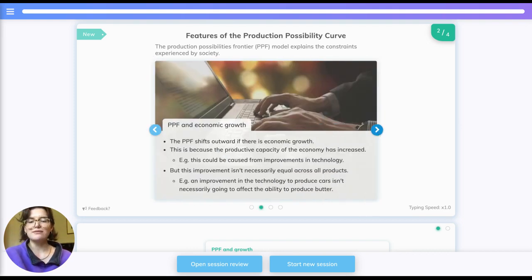If the PPF curve shifted outwards, it means that there is economic growth. This is because the productive capacity of the economy has increased, and this may be caused, for example, by improvements in technology. However, this improvement isn't necessarily equal across all products. For example, if there is an improvement in technology to produce, let's say, cars, this may not necessarily affect the ability for a country to produce butter.